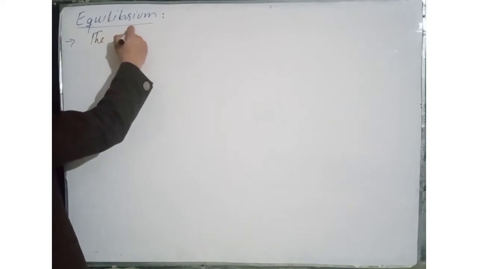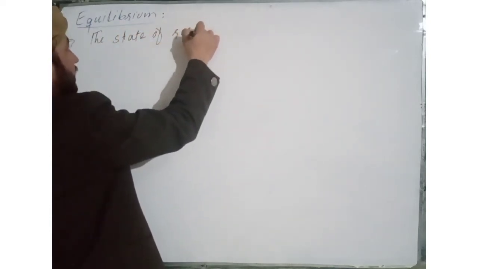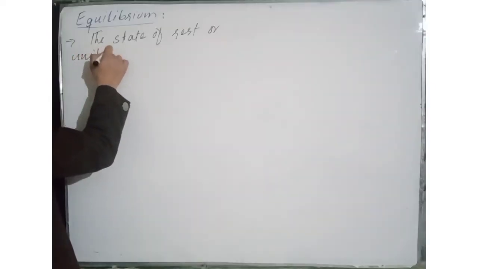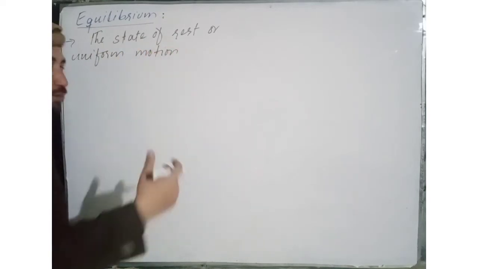The state of rest or uniform motion. What does it mean by this uniform motion? If an object is moving with constant velocity, such a motion is what we call uniform motion. So the state of rest or uniform motion of an object is called equilibrium, right?